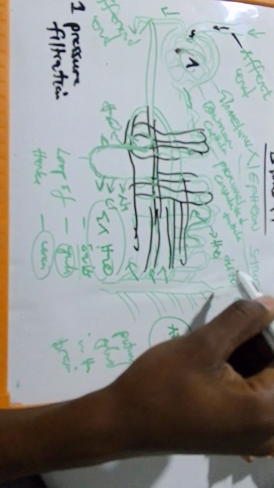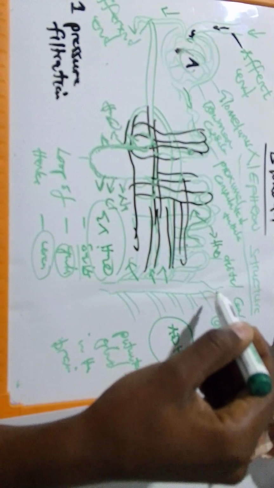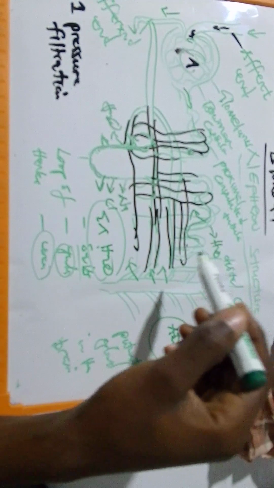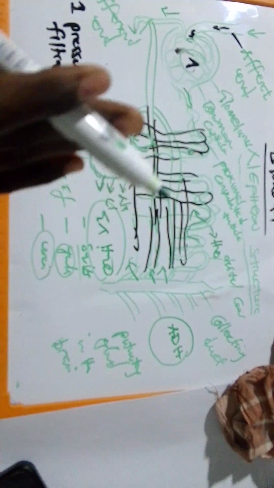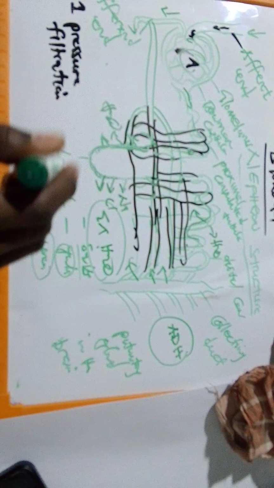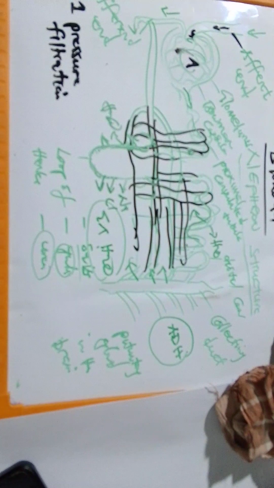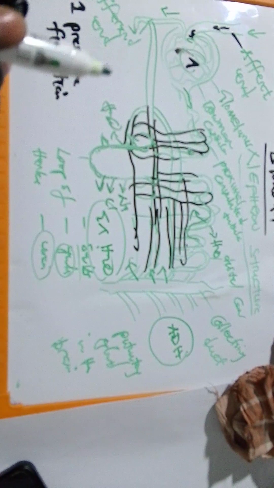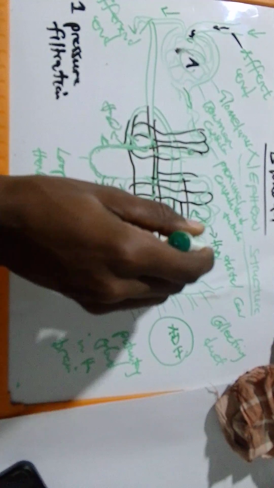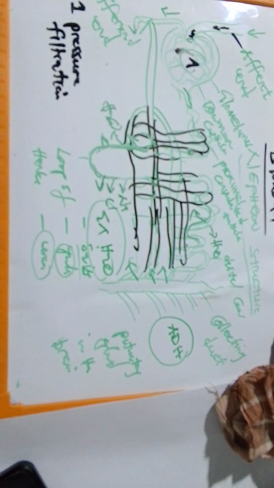But the distal convoluted tubule will also be permeable to water when there is too much water in the urine, meaning in the filtrate, than in the blood. But when the blood level is okay with the water it contains, then this part won't be able to excrete or to remove water into it.